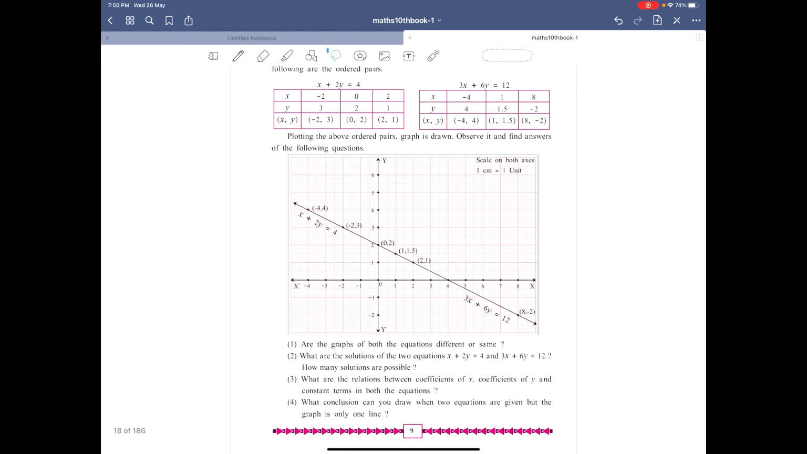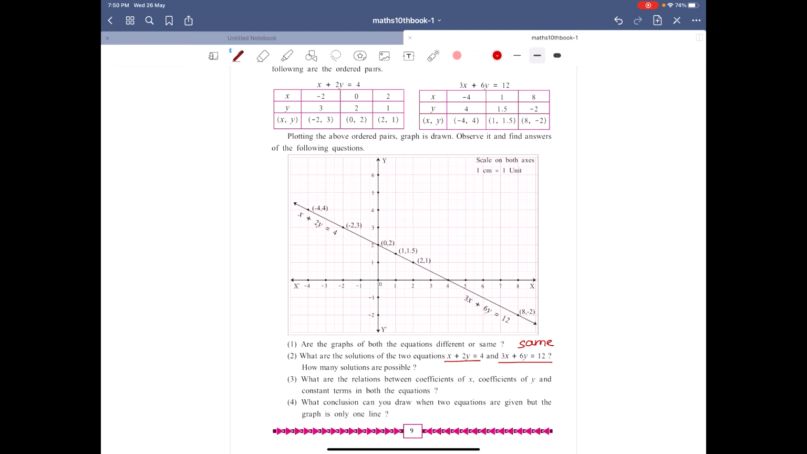You observe the equations. We will see the questions given below. Are the graphs of both equations different or the same? What will be the answer? Same. What are the solutions of the equations x plus 2y is equal to 4 and 3x plus 6y is equal to 12? What are the solutions and how many solutions are possible? A solution is nothing but what? Their point on the line.